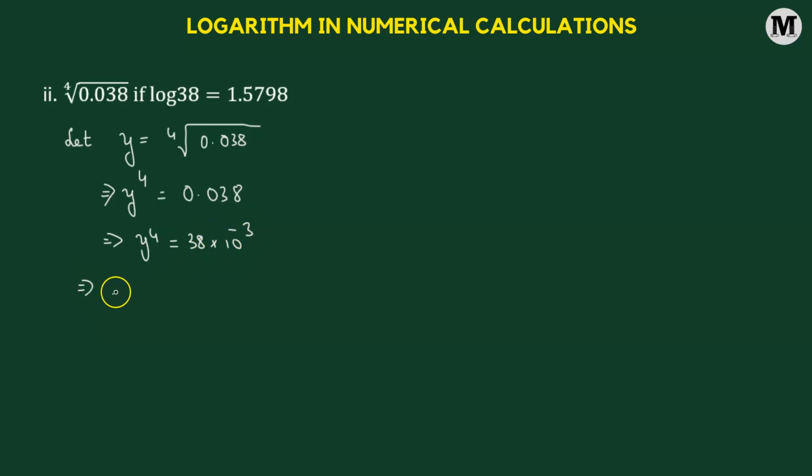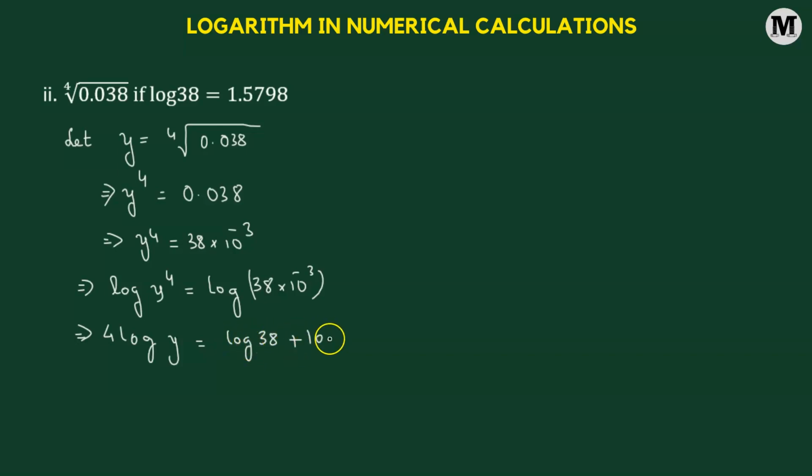Now we're going to take the logarithm on both sides. The logarithm with a base 10, the logarithm of y raised to the power of 4 is going to be equal to logarithm of 38 times 10 raised to the power of -3. Now using the properties of logarithm, we have 4 times log of y equals log of 38 added to log of 10 raised to the power of -3. This is going to be 4 times log of y equals log of 38, that's 1.5798. The log of 10 raised to the power of -3 is simply -3 log of 10. Now log of 10, that's 1.